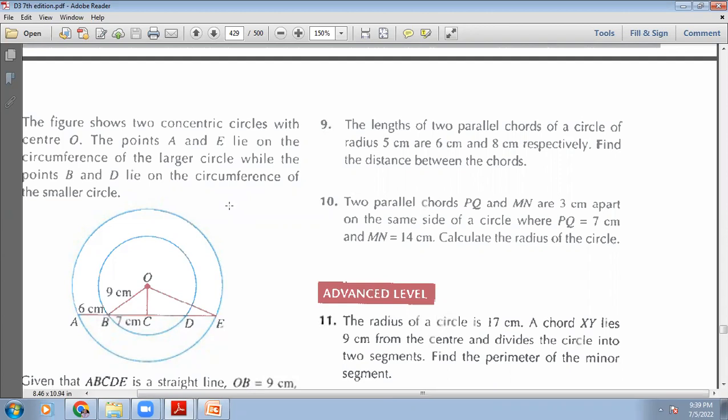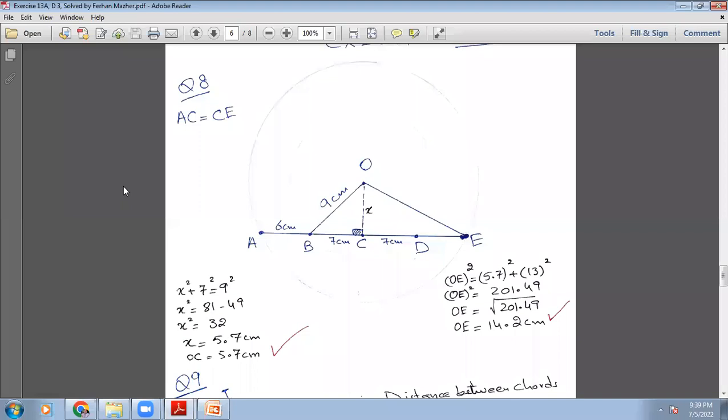Here, there is one problem. He has not told us whether the parallel chords are on the same side of the center or on the opposite sides of the center. So we will make two cases. In one case, we will put both the chords on the opposite sides of the center. And in the second case, I will put both the chords on the same side of the center. Let me show you what I exactly mean.